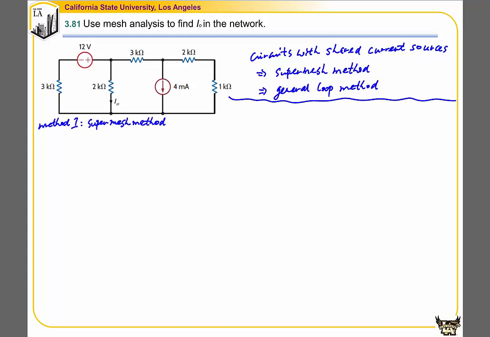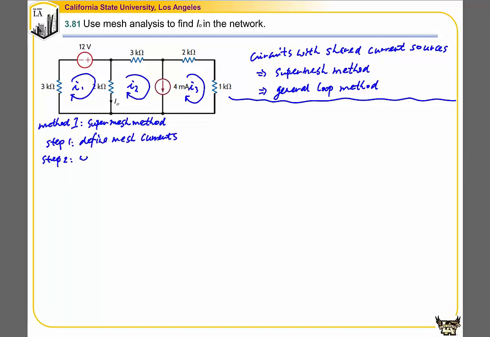When you use the supermesh method, we define the mesh currents in the regular way. I will define this as my mesh current I1, this as my mesh current I2, and this as my mesh current I3. Step 1, that's what we did, define all the mesh currents. And step 2, write mesh equations.